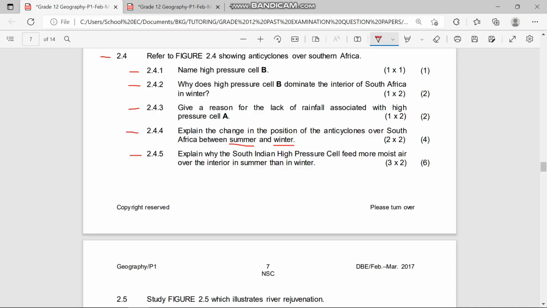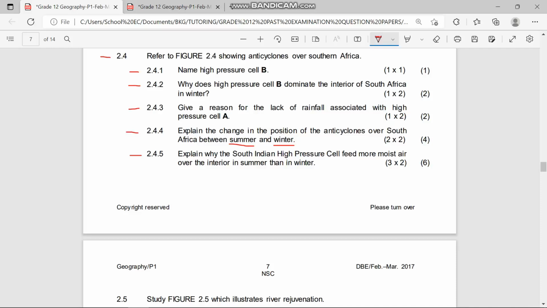So our question says explain why the South Indian high pressure cell feed more moist air over the interior of South Africa in summer than in winter. In summer there are high temperatures that are going to cause high evaporation potentials and so on. In winter, you know that the inversion layer is down the escarpment, preventing some warm air from rising. In summer the inversion layer has moved upwards, allowing water from the South Indian high to evaporate to cause precipitation in the inland. Okay, yes, that's how it goes.